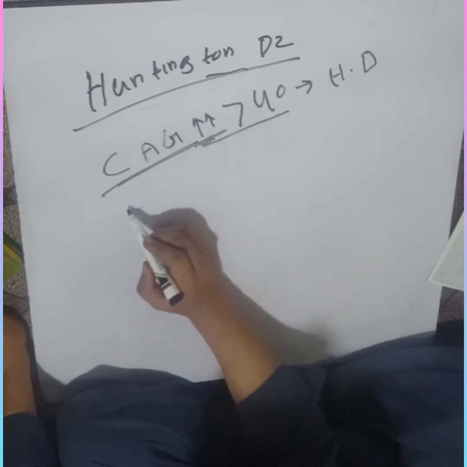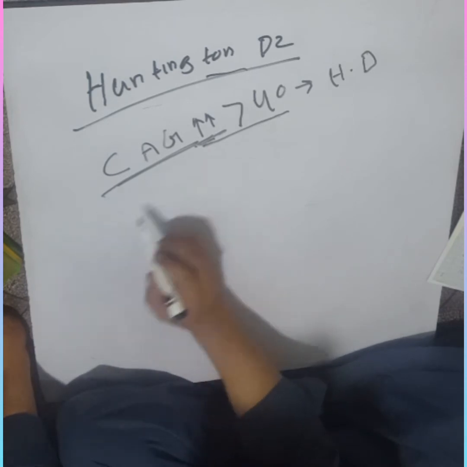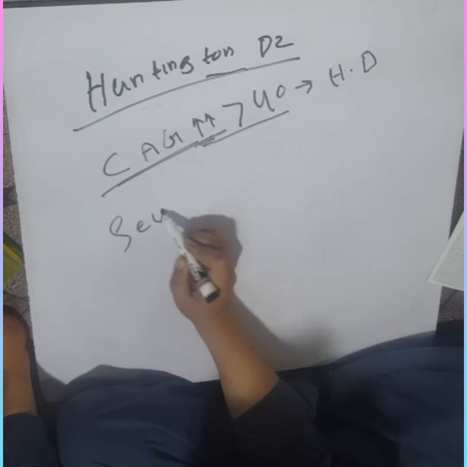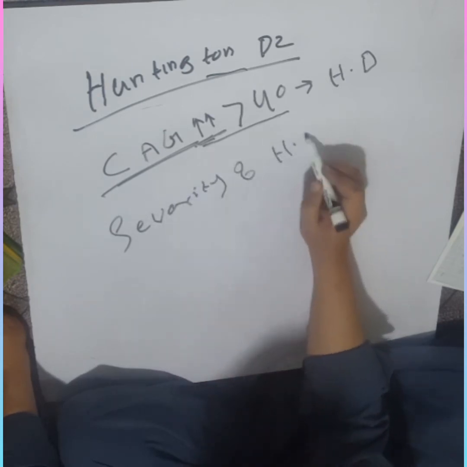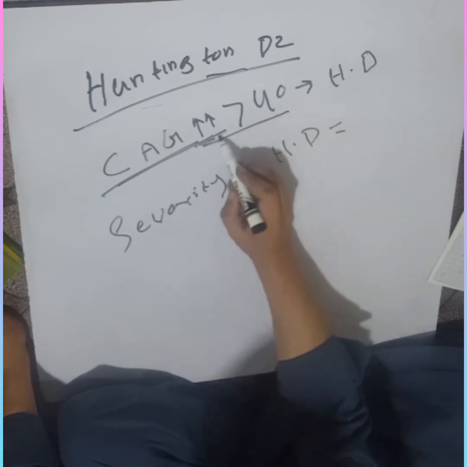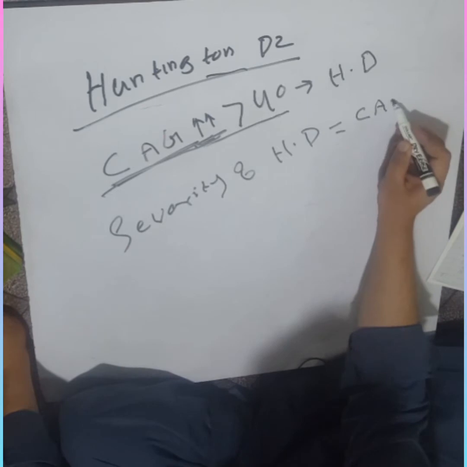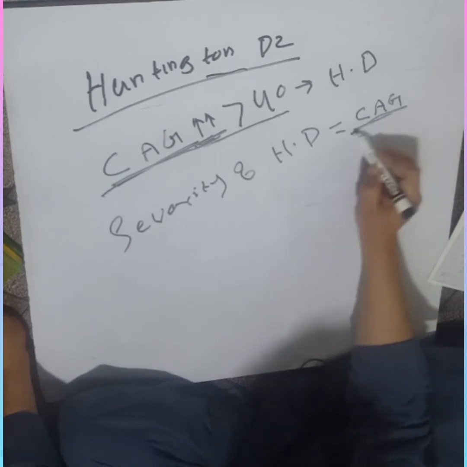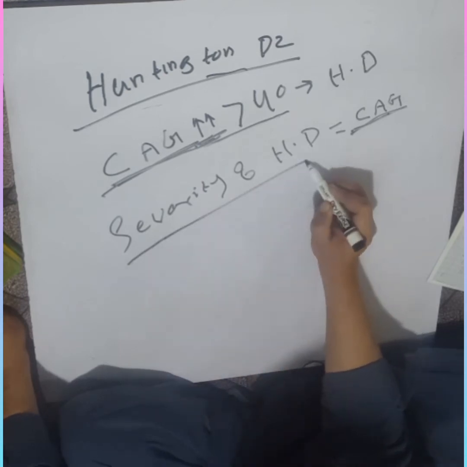When the number increases much more, the disease may be more severe. The severity of Huntington disease depends on the number of CAG repeats. When there is a greater number of CAG repeats, the Huntington disease is more severe.